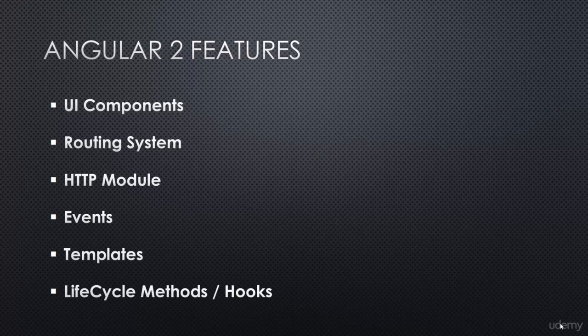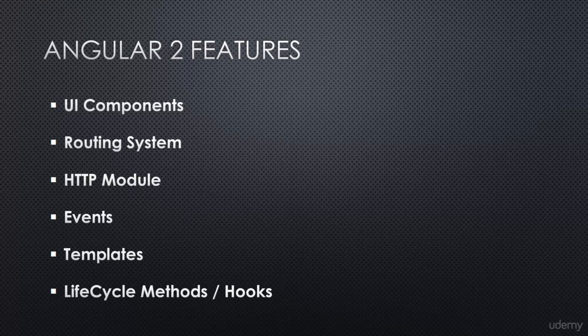So here's some of Angular 2's features. We have UI components, so everything is built inside of a component, which encapsulates it and makes it very easy to work with and separate components. It has a full routing system, so we can assign certain components to certain routes. It also has an HTTP module, which we can use to make get, post, put, and delete requests from APIs.